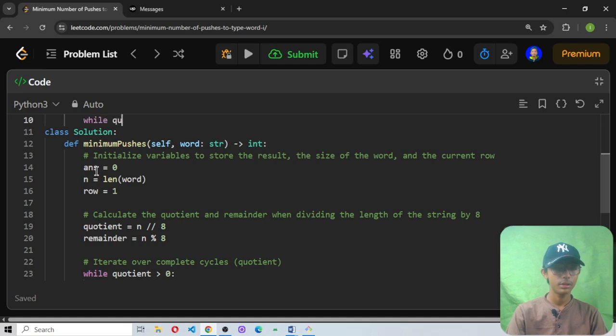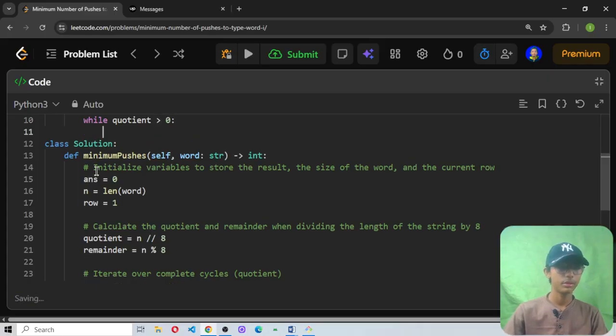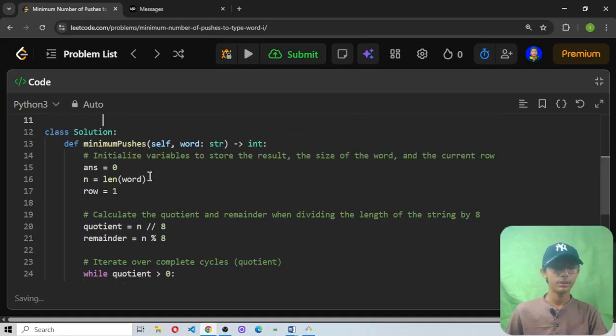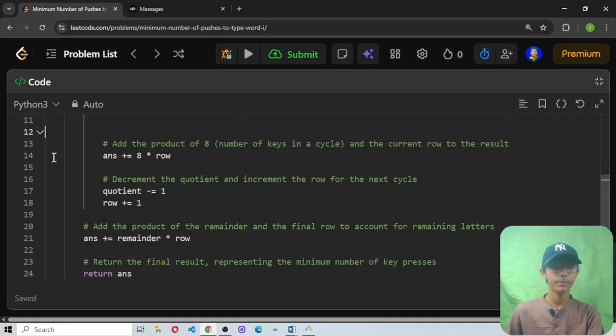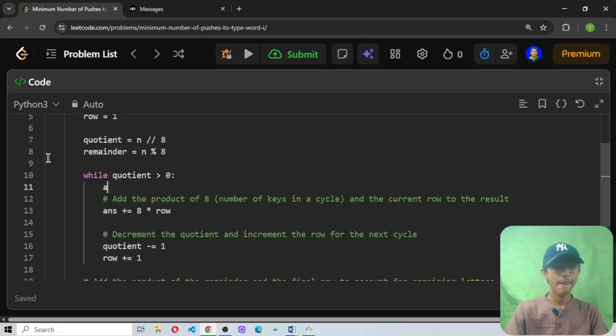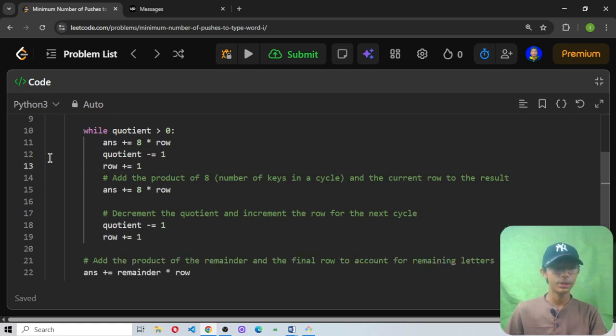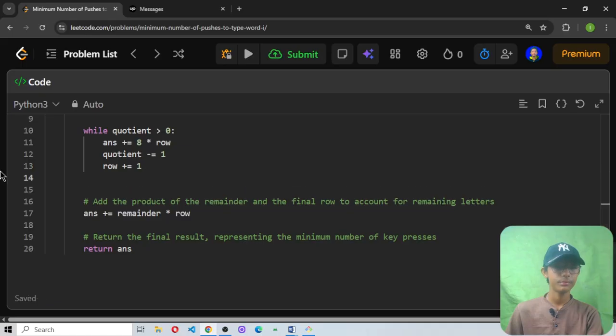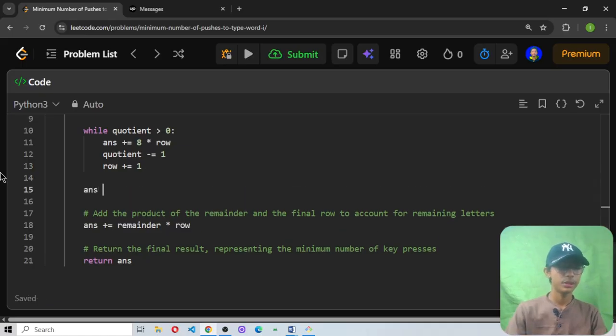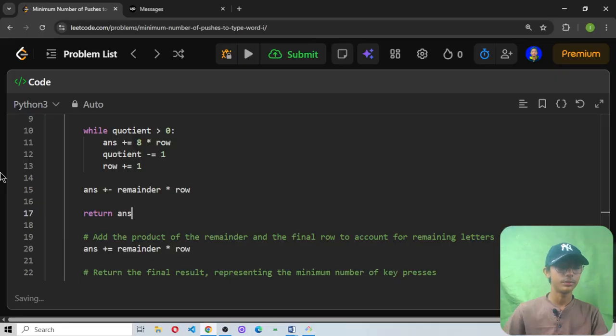We define a while loop: while quotient is greater than 0, ans plus equals 8 multiplied by row, quotient minus equals 1, row plus equals 1. Then ans plus equals remainder multiplied by row, and then we return our answer. Do not press many enters, it causes an error.